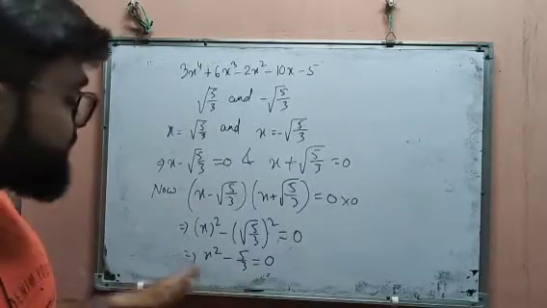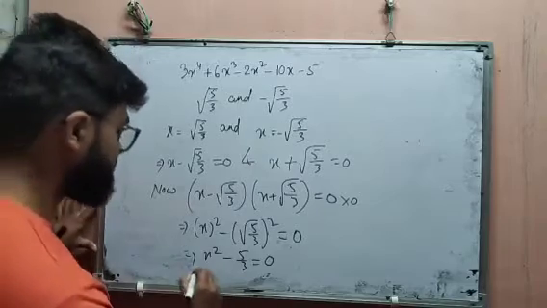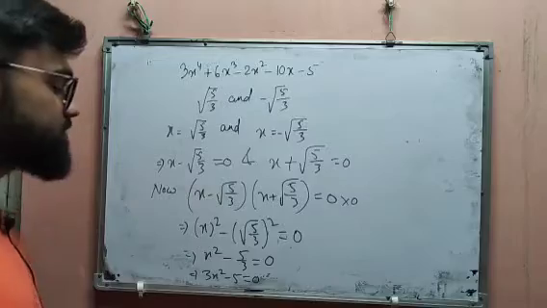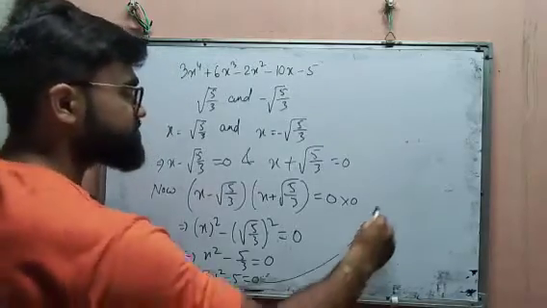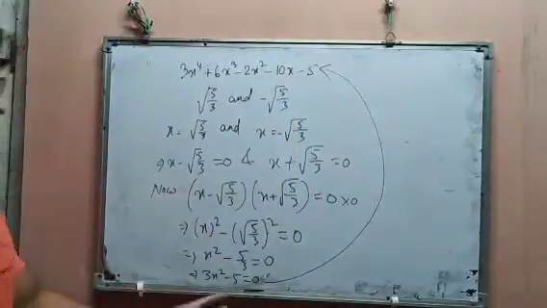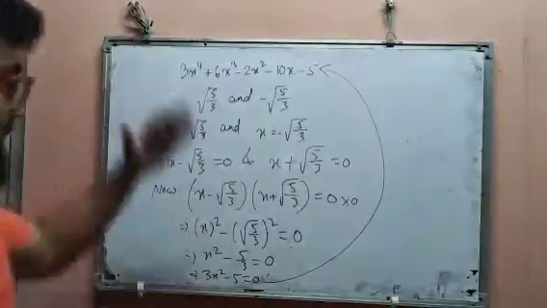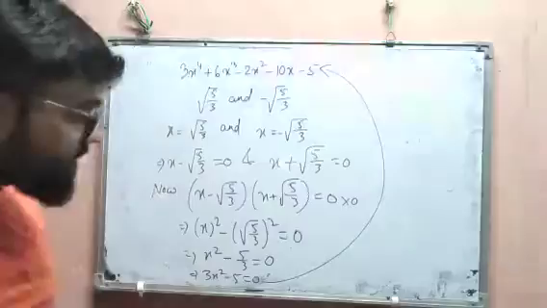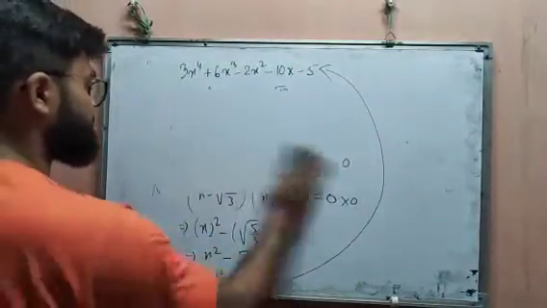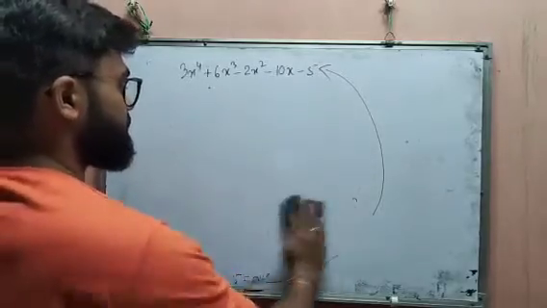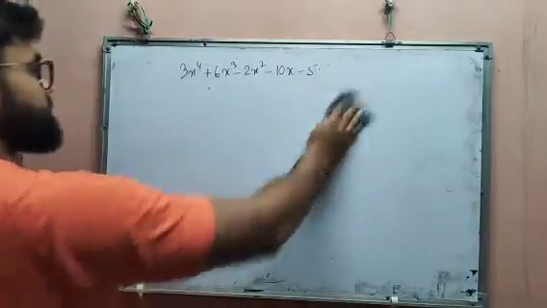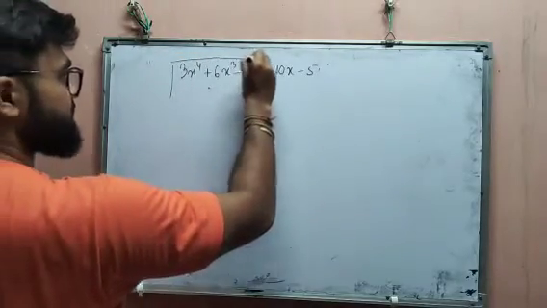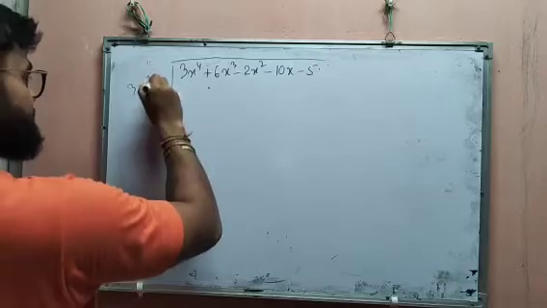3 is there, so we multiply everything by 3, and we get 3x square minus 5 equals 0. So now we need to divide this given polynomial by 3x square minus 5. Okay, see how to do it. This number must be divided by 3x square minus 5.